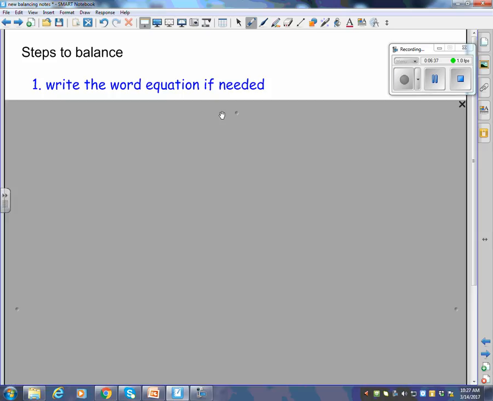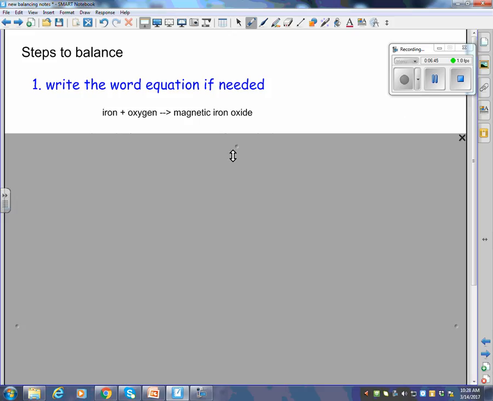Steps to balance. So the steps are, write the word equation if needed. You won't always need it, okay? But sometimes you might. So for example, iron plus oxygen gives you iron oxide. Why do I have magnesium? I shouldn't even have the word magnesium in there. Iron oxide. Okay, write the word equation if needed. 99% of the time, you're not going to need that.